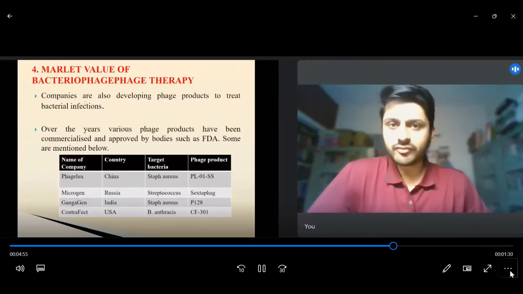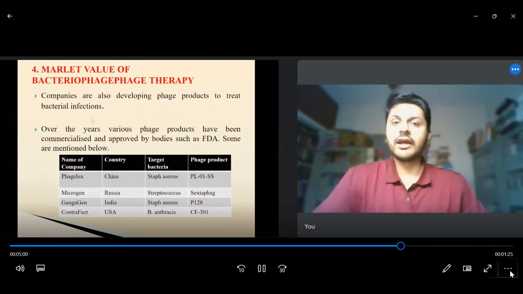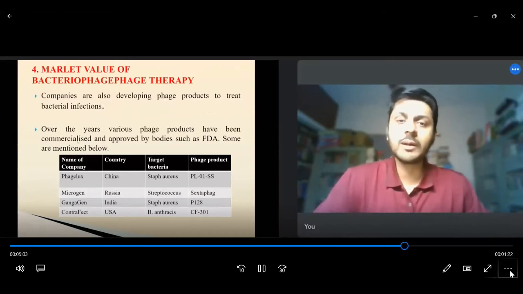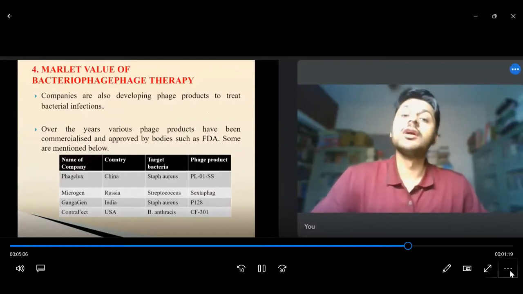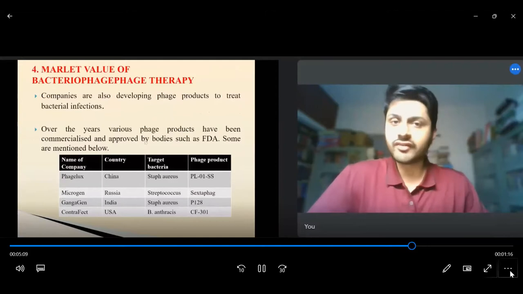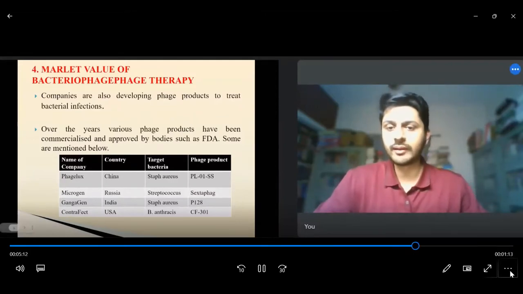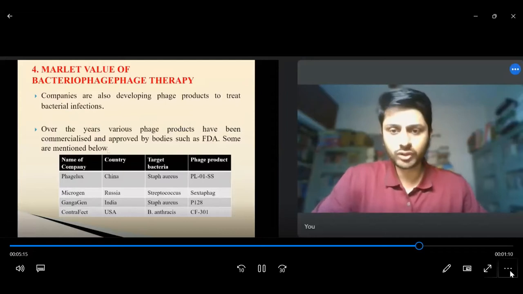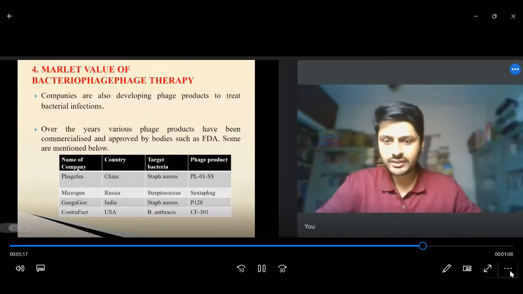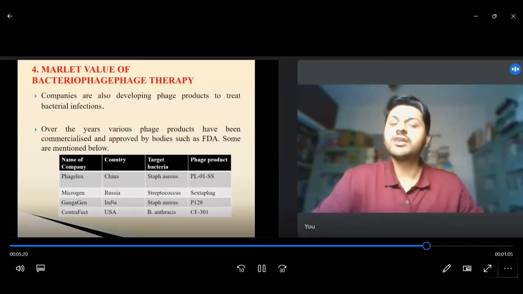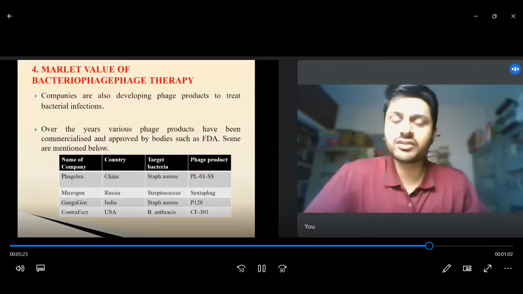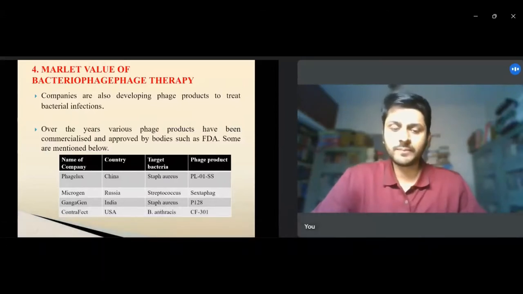Nowadays, lots of companies are working towards the development of phage products for treating those bacterial infections. And with time, those phage products are now being commercialized, and many of them have also got approved by agencies such as the FDA, which is the Food and Drug Administration. Some of the names of those companies are mentioned below. As you can see here, Ganga Gen is the only known Indian pharmaceutical company working towards the development of phage particles. It is mostly targeting the Staphylococcus aureus bacteria, and the phage product being generated is P128.